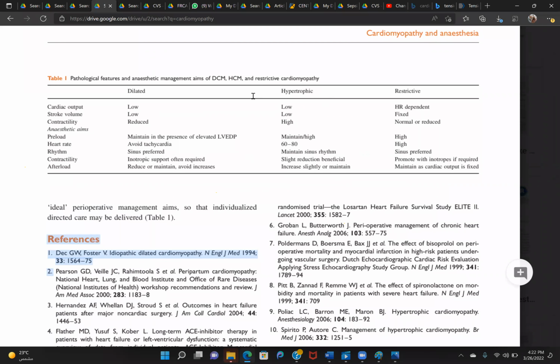Okay, so here, if you focus on this hypertrophic, cardiac output is low, stroke volume is low, contractility actually is increased. Okay, because the heart is trying to compensate. So in this scenario, just a second, please.